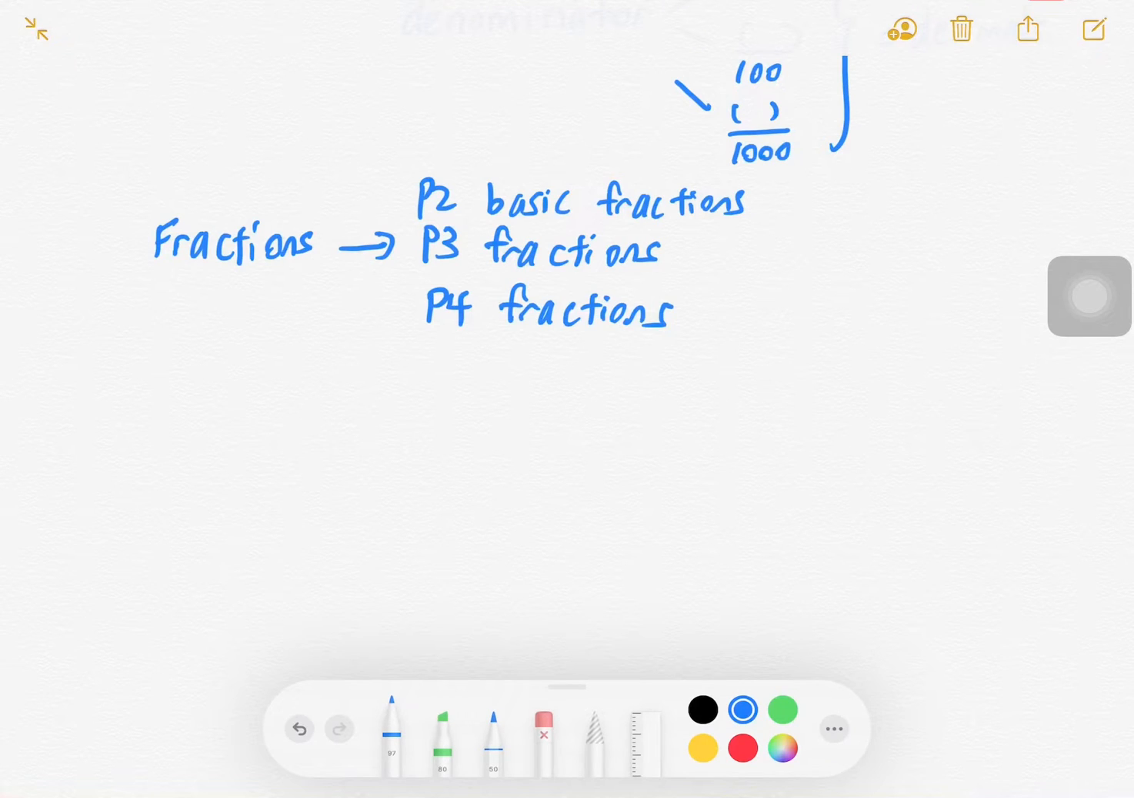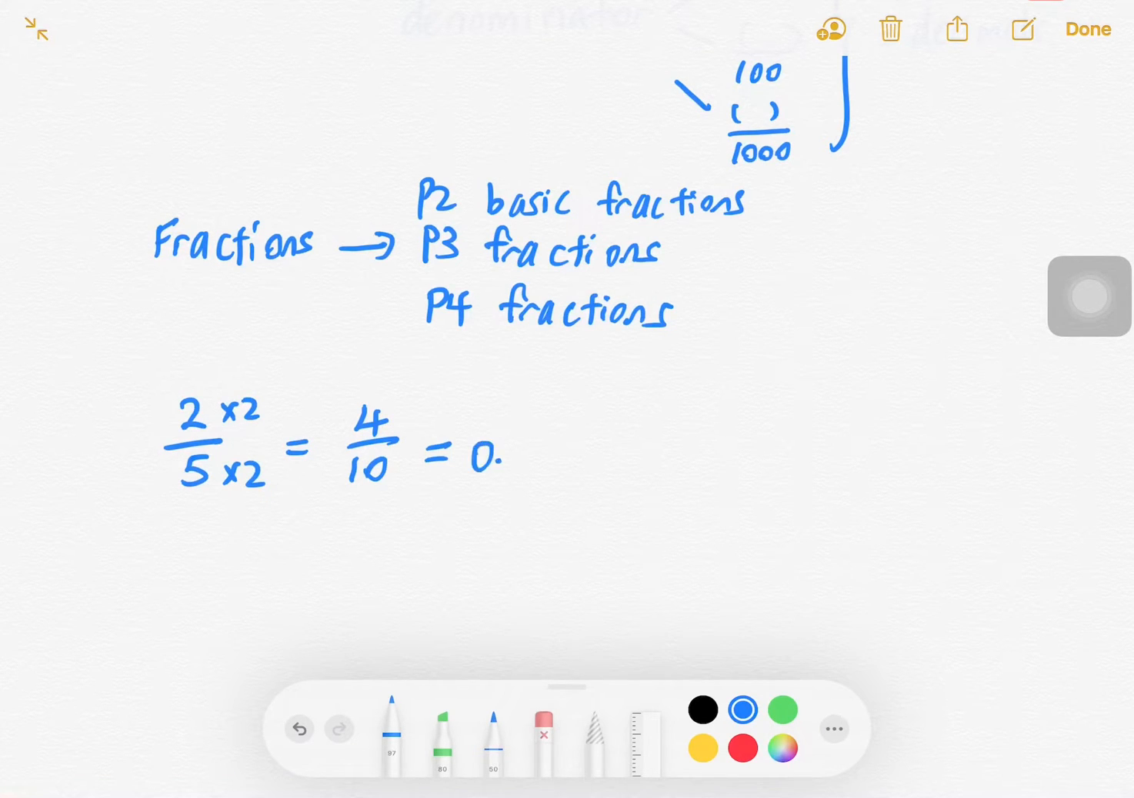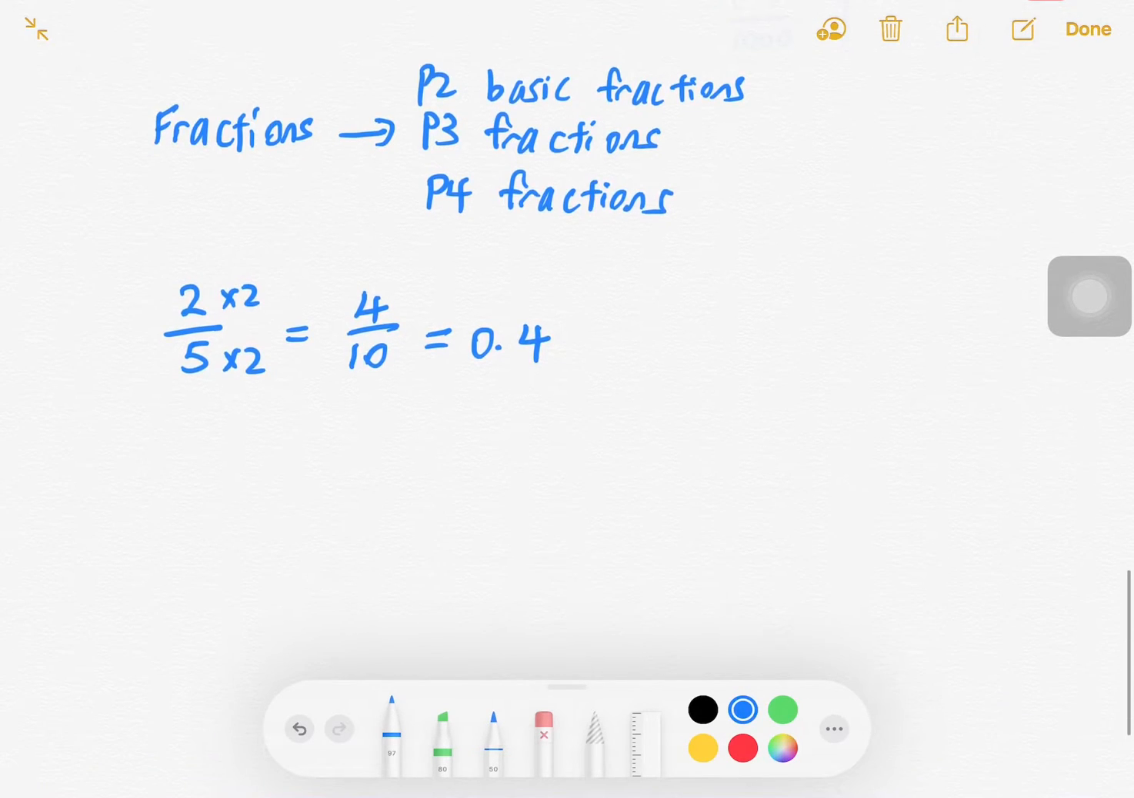So for example, if I have a simple fraction, let's say it is 2 out of 5. Okay, so 5, I can express it into 10, by multiplying by 2. Multiplying by 2, I get 4 out of 10. And 4 out of 10, I'll put it in the 10th place. I will get 0.4.